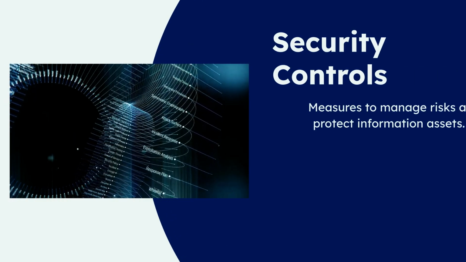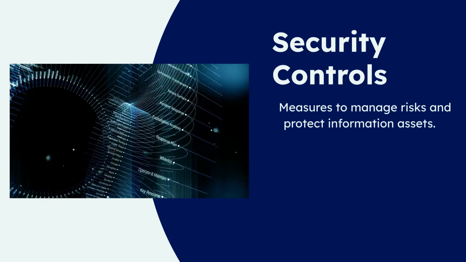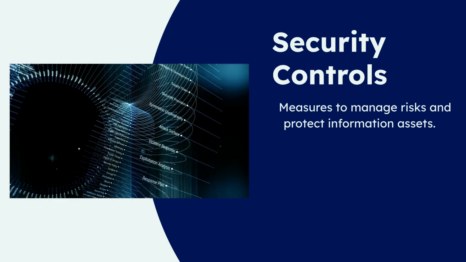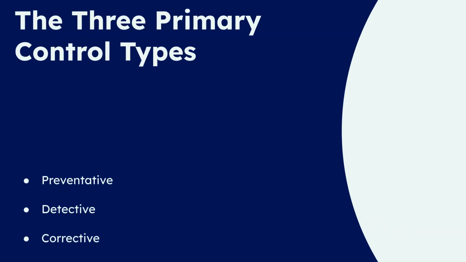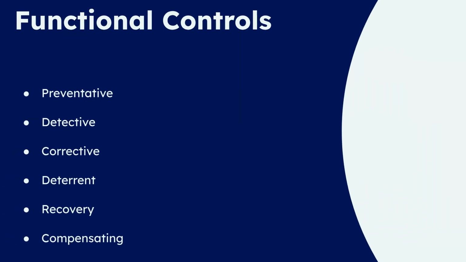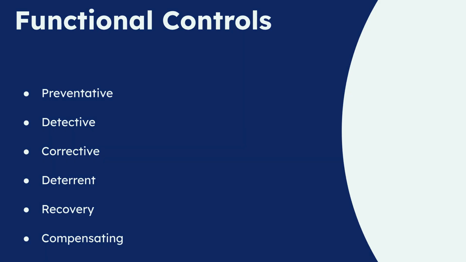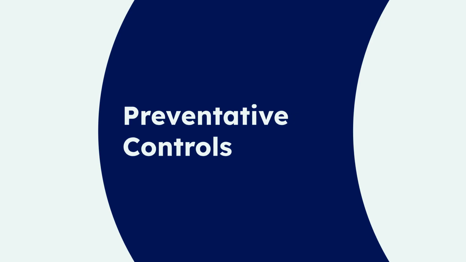Security controls are the specific measures, policies, or procedures implemented to manage risk and protect your information systems and data. The three primary control types are preventative, detective, and corrective. However, many professional frameworks expand these to 6 controls, known as the 6 functional controls. This starts with preventative, detective, and corrective, but then adds 3 more, which are deterrent, recovery, and compensating. The classification is based on when they act and the aims of the controls.